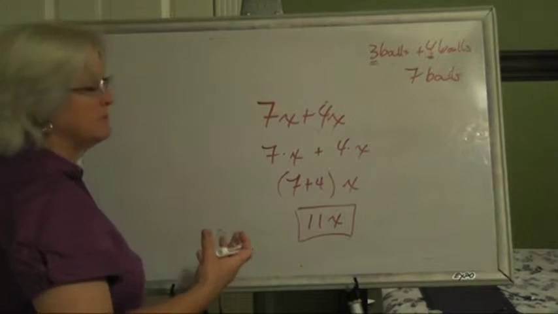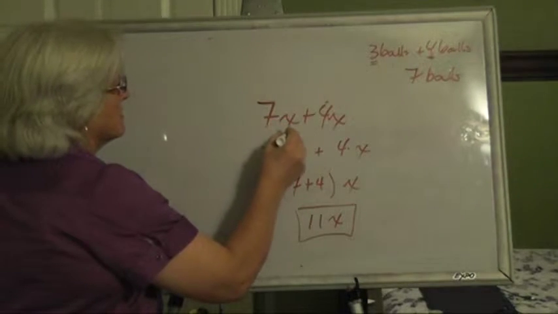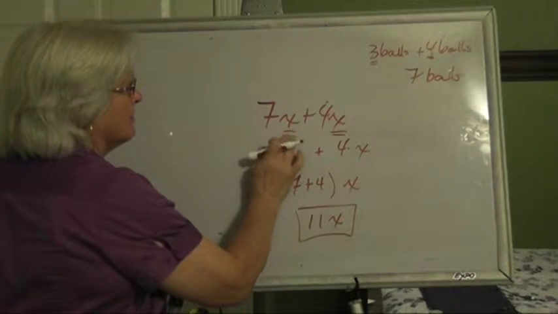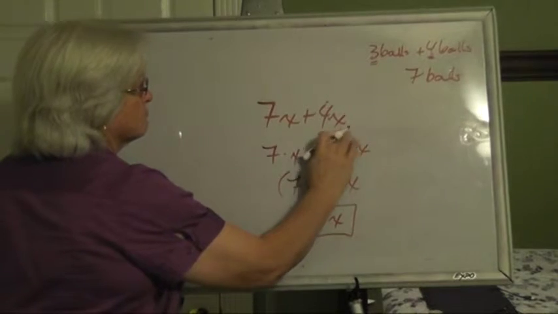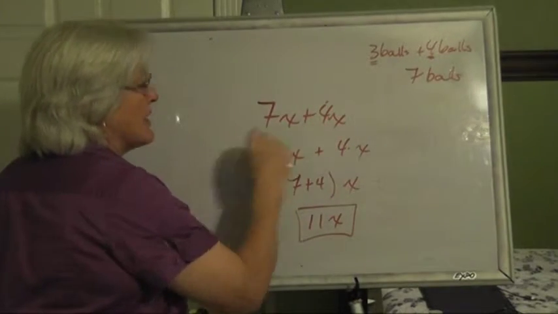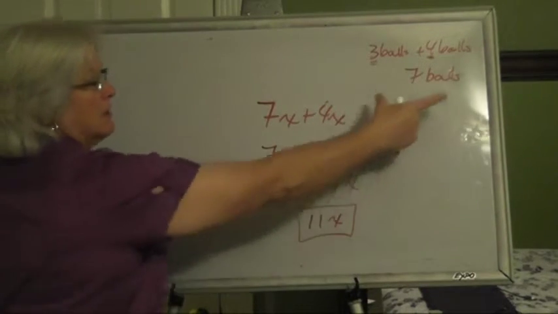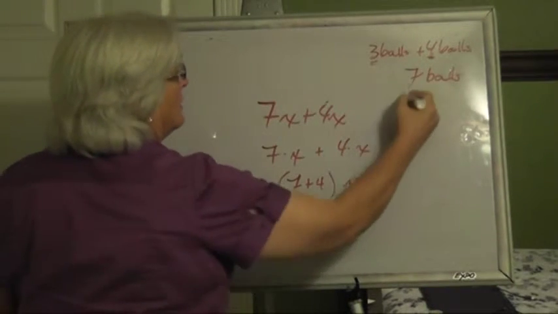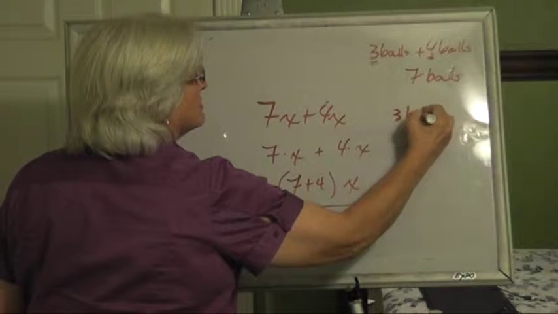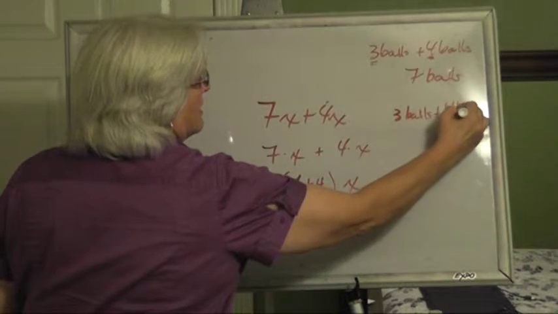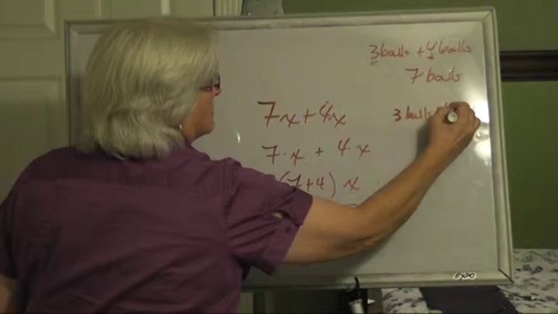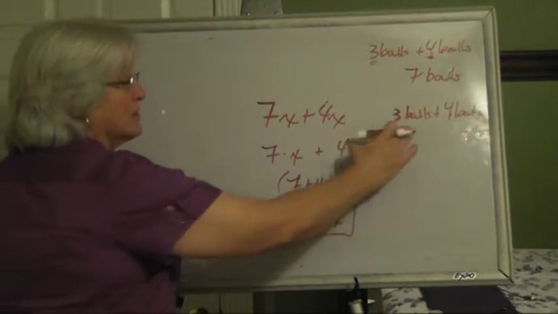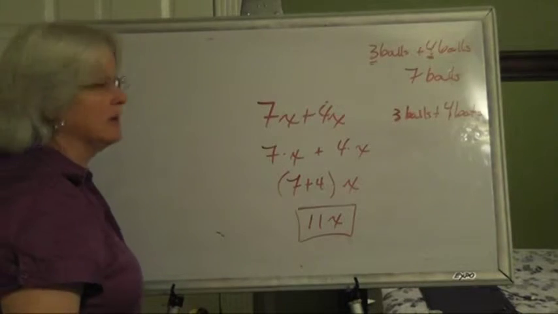Just think about having what we call like terms. If the variable is the same, what you do is you add the coefficients. Up here we had 3 balls and 4 balls. It's 7 balls. What if we had 3 balls and 4 bats? Can you combine those together? No, because balls and bats aren't the same thing.